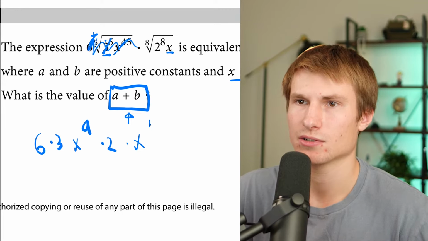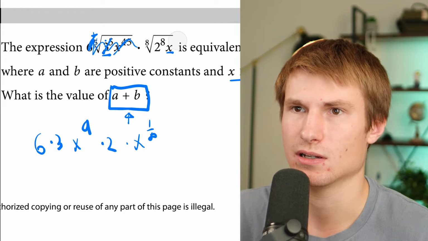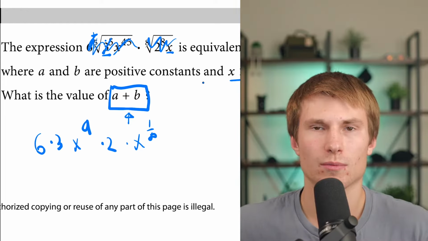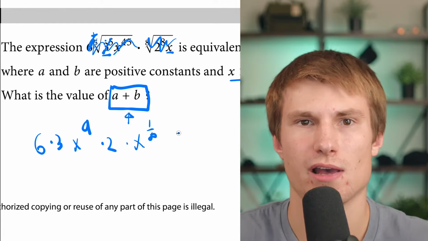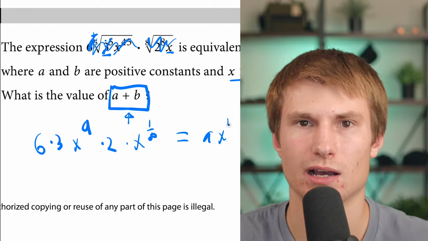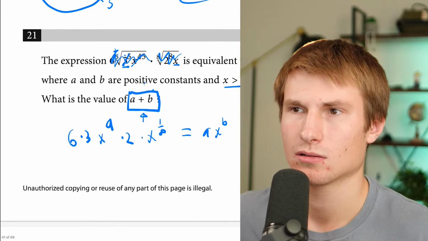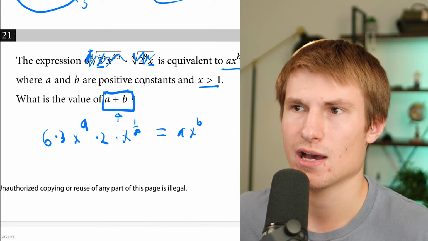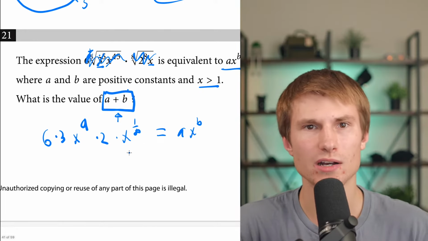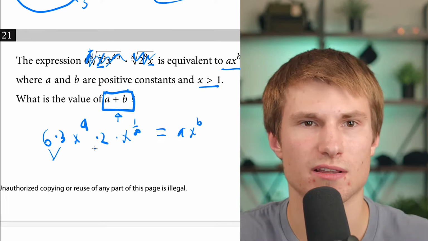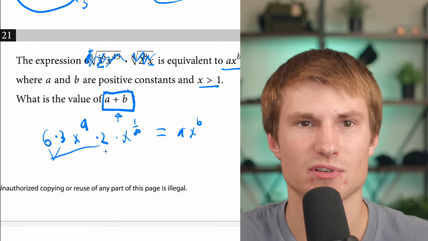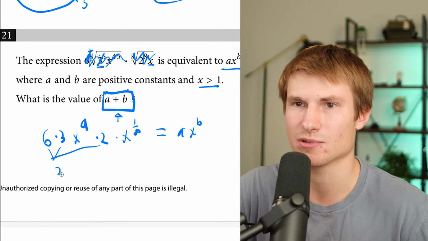Okay, now that we've rewritten this in a simplified form, let's get it into, I believe it said, ax to the power of b. Let me zoom back out. Yeah, ax to the power of b. So let's get this in that format. First thing I'll do is take these constants and multiply them. 6 times 3 times 2: 6 times 3 is 18, 18 times 2 is 36.